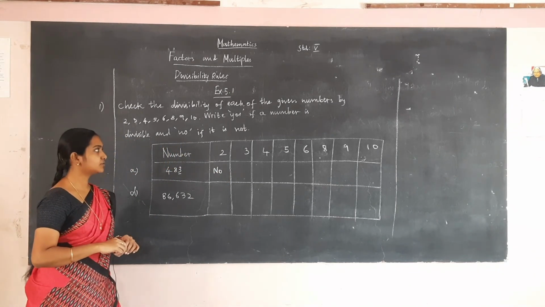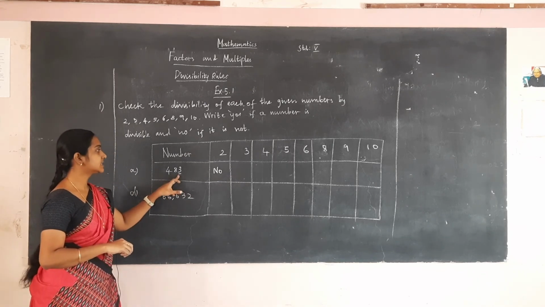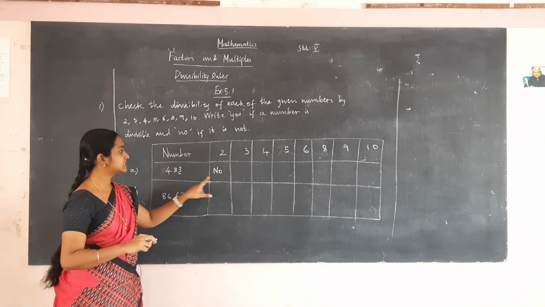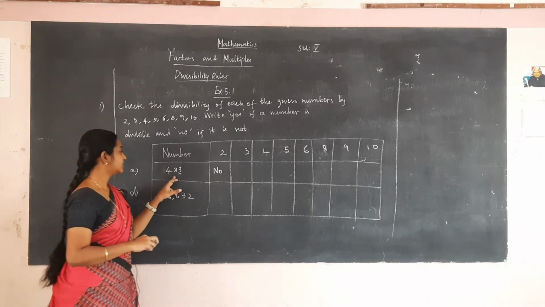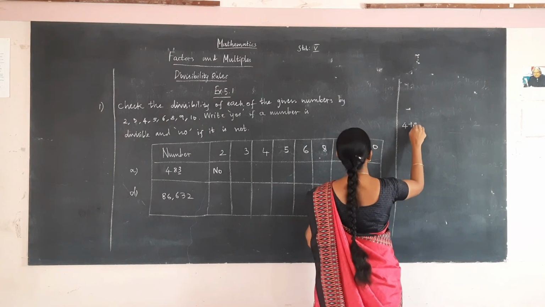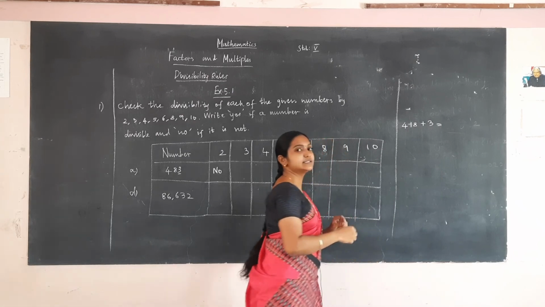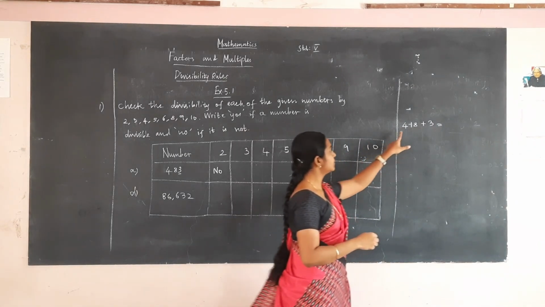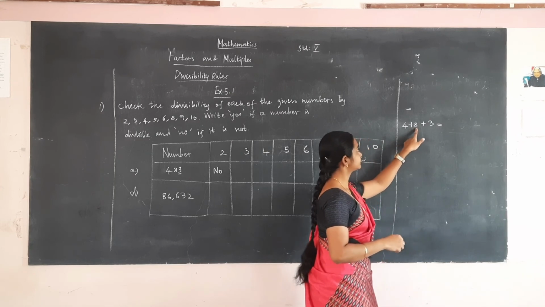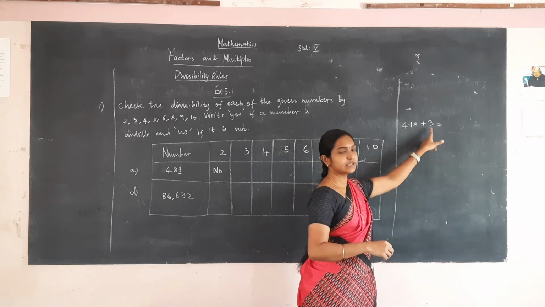Next, divisibility rule for number 3. We have to add the digits, and if the sum is divisible by 3, then the whole number will be divisible by 3. 4 plus 8 plus 3. 8 plus 4 is 12. 12 plus 3 is 15.